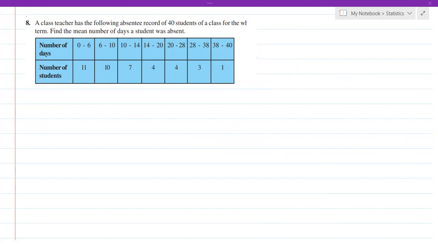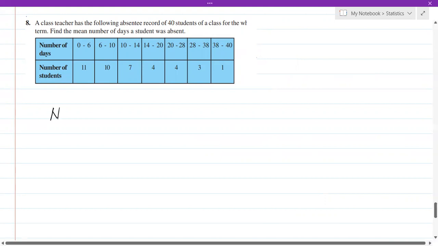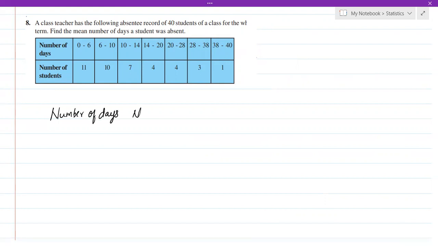Now let's reconstruct the table. So number of days, number of students. And which method are we going to use to solve? Let's assume mean method, because the xi values are a bit large. So let's take assume mean method. So you will have xi, then di, then fi di, isn't it?